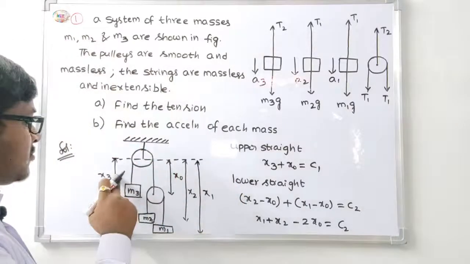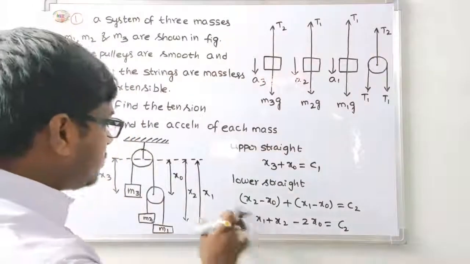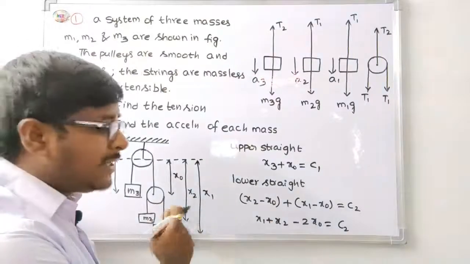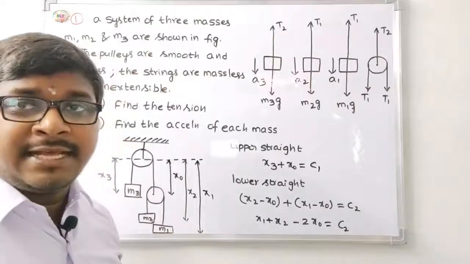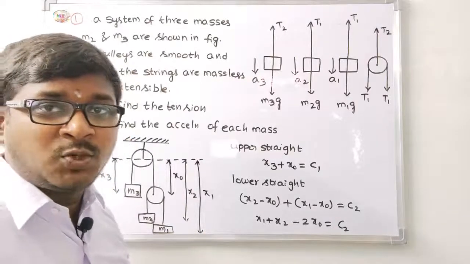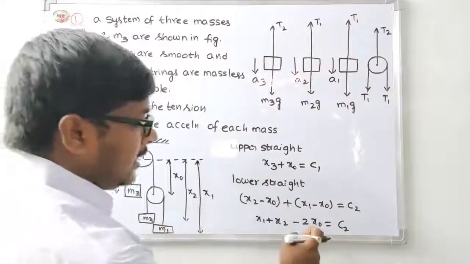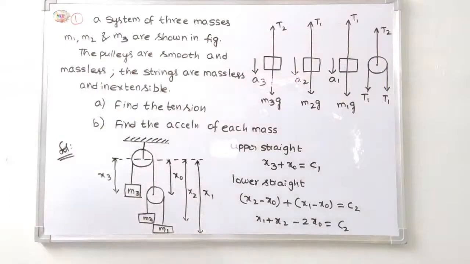So, the upper string: x3 plus x0 is equal to c1. The lower string: x2 minus x0 plus x1 minus x0 is equal to c2, the second constant. Then it is written as x1 plus x2 minus 2 into x0 is equal to c2. Now x0 is eliminated from the above two equations.